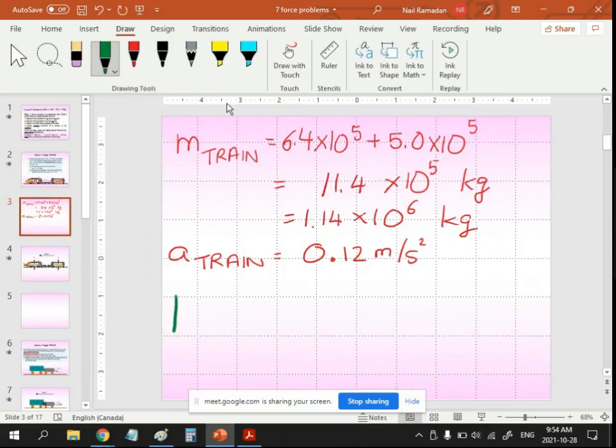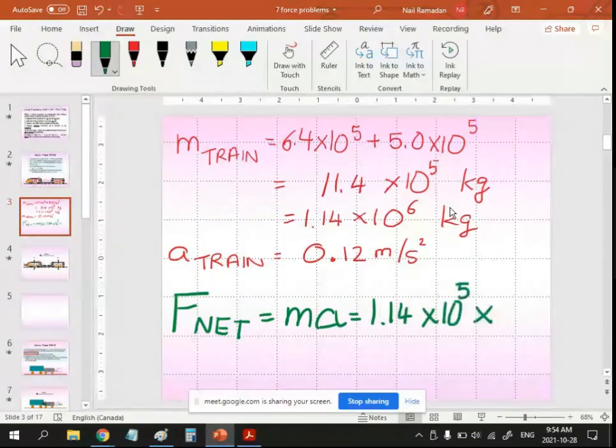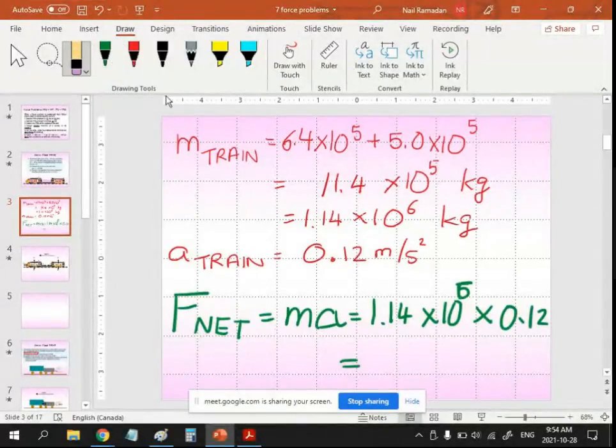F net equals mass times acceleration. So it is 1.14 times 10 to the 6, sorry, 10 to the 6 times 0.12. This is 6, by the way, not 5. Who's got the final answer? 1.14 times 10 to the 6 times 0.12.